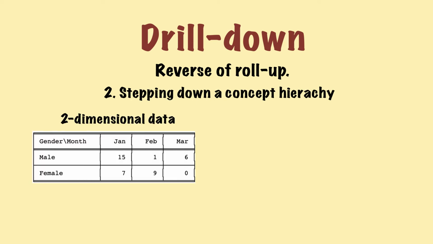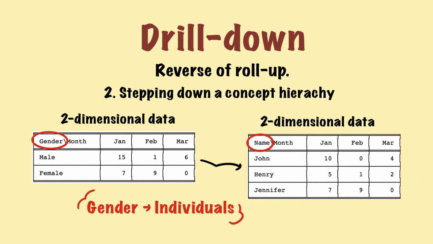Say we have these 2-dimensional data, gender and month. We step down the concept hierarchy from gender to individuals, but the basic structure of the data is the same. The number of dimensions is still 2. Alright, let's move on to slice and dice.